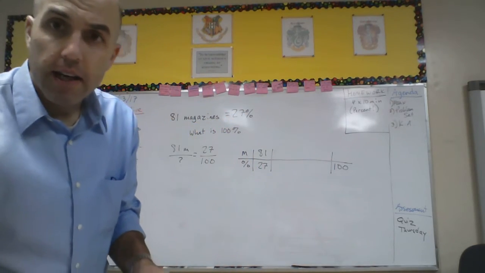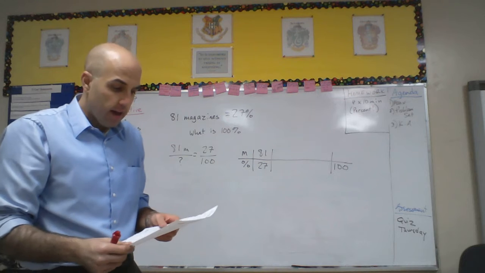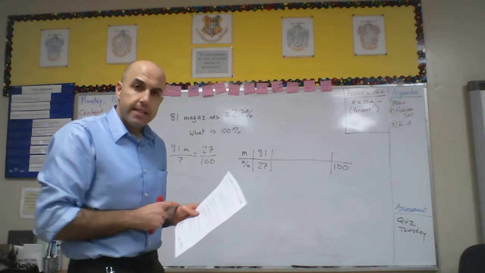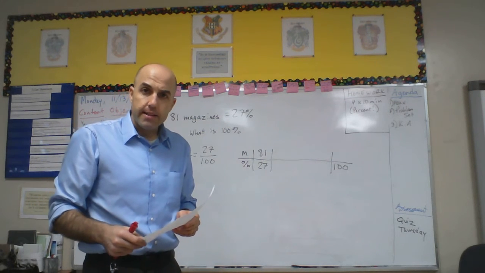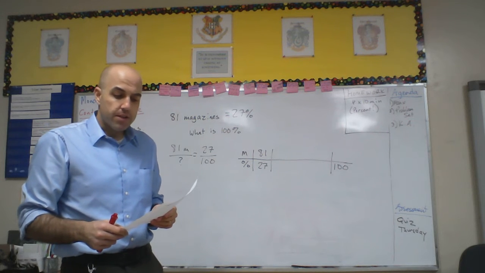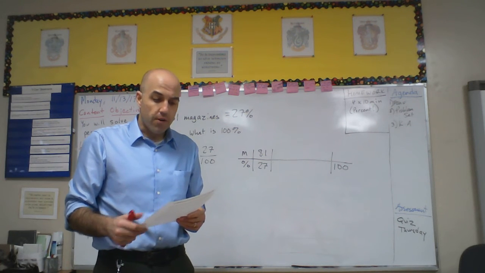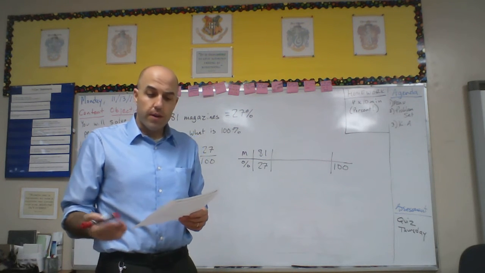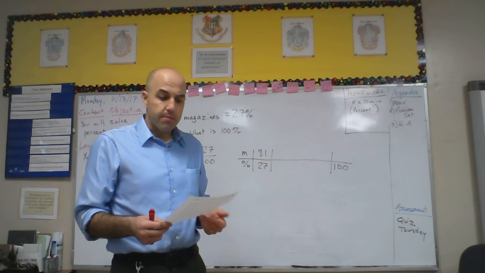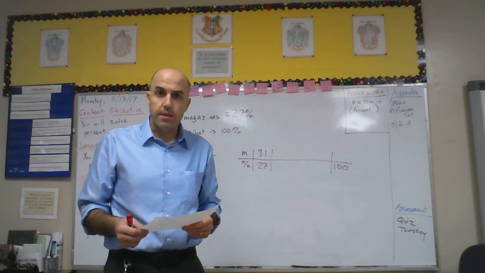Okay, gang, let's take a look at question number 2 now. Question number 2 tells us that Lisa sold 81 magazine subscriptions, and that represents 27% of her class's fundraising goal. The question is, how many magazine subscriptions does her class hope to sell?